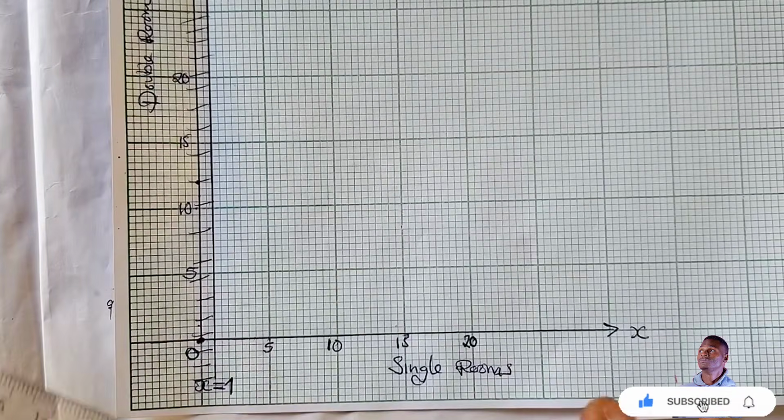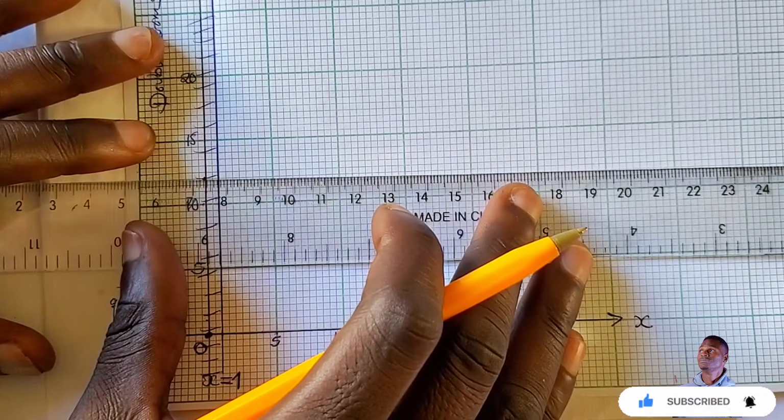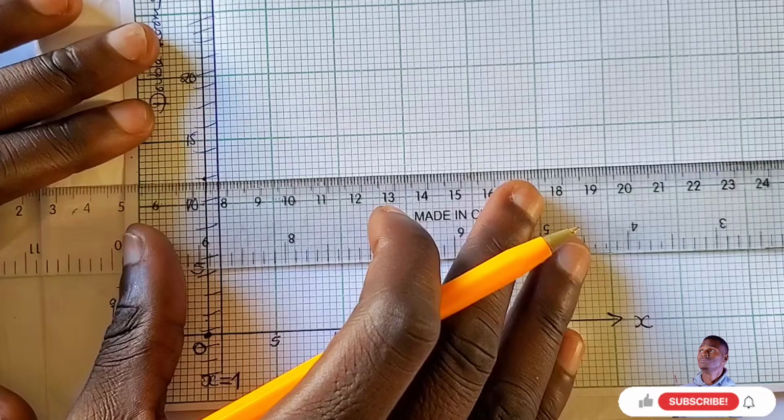Then you draw a horizontal line. Okay, like this.